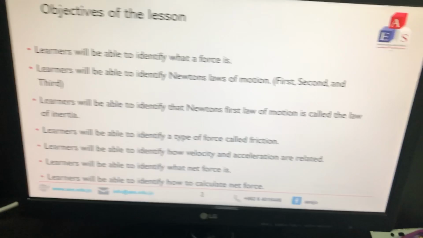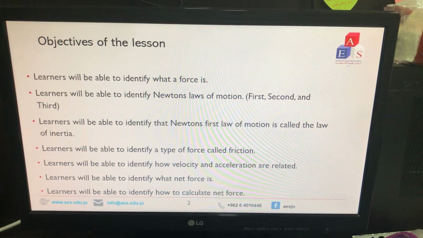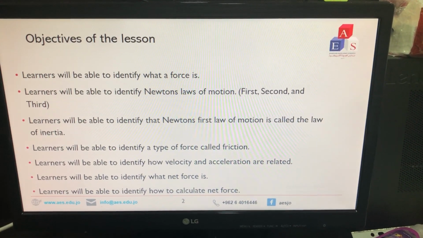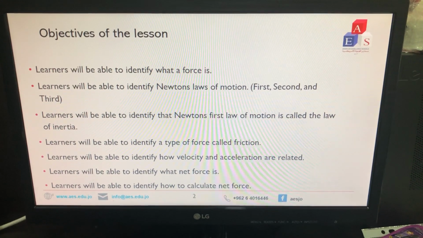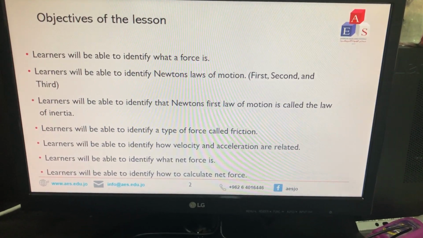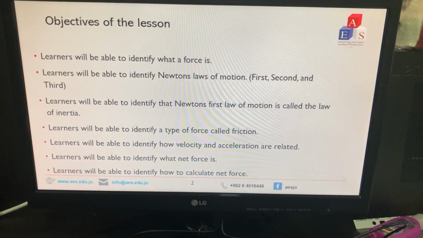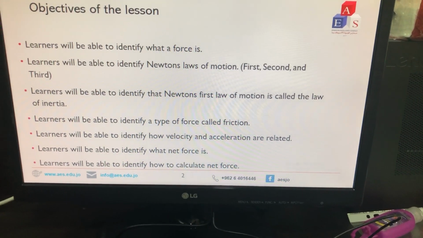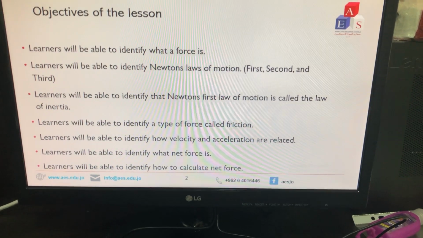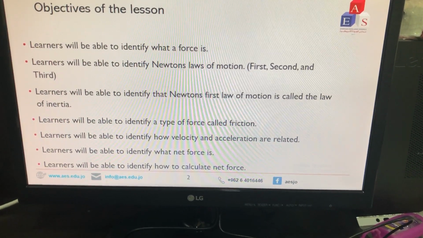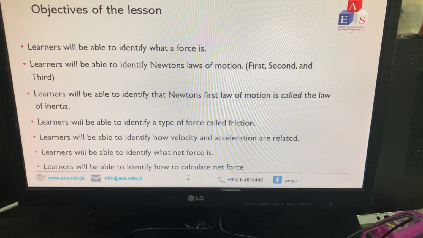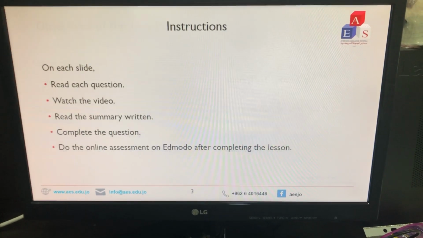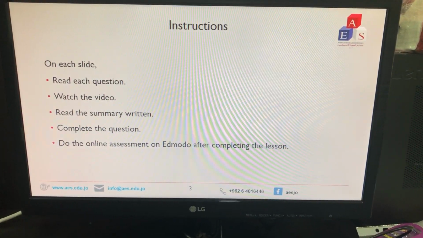Alright, now here are the objectives of the lesson. We're going to be identifying what a force is. We're going to be identifying Newton's laws of motion. We're going to be focusing on his first law of motion. We're also going to be identifying that Newton's first law of motion can also be called the law of inertia. And we're going to be identifying a type of force called friction. And we're going to be identifying how velocity and acceleration are related, and what net force is and how to calculate it.